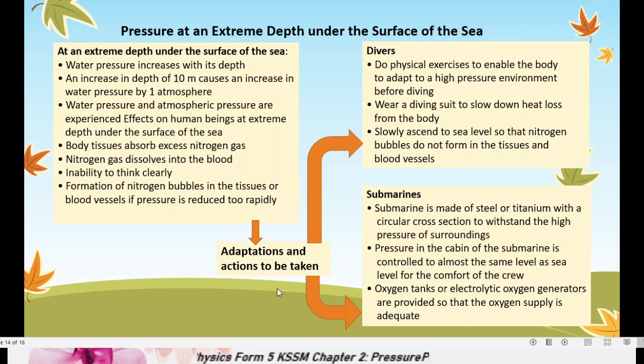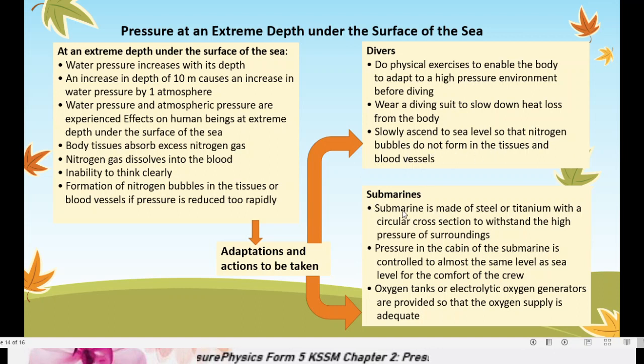The adaptation and action to be taken, for example for divers: do physical exercises to enable the body to adapt to a high pressure environment before diving. Wear a diving suit to slow down heat loss from the body. Slowly ascend to the sea level so that nitrogen bubbles do not form in the tissues and blood vessels. There is a limited time given for divers, so after that time, they must ascend to the sea level so that the nitrogen bubbles do not form in the tissues.